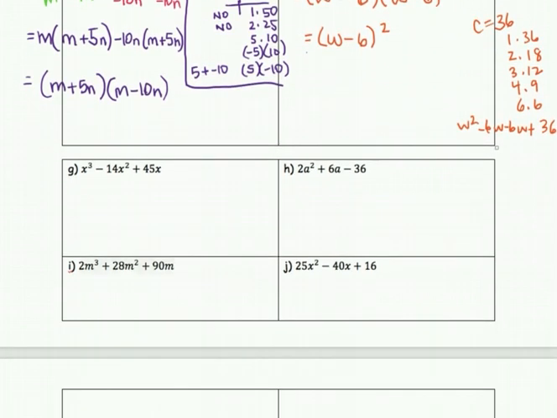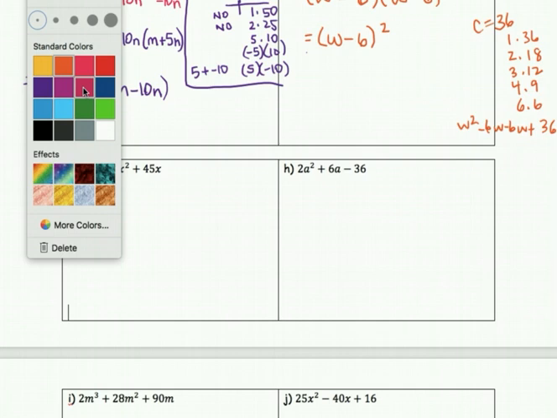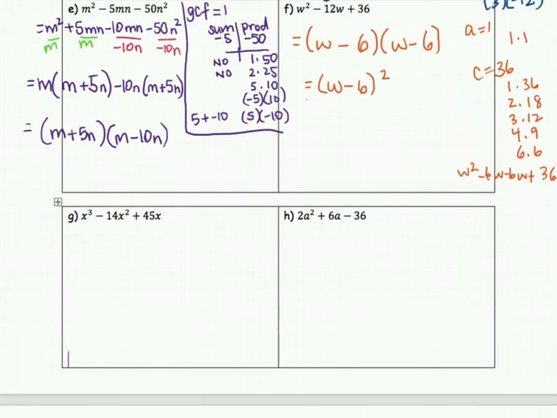Okay, so let's move on to the next ones here. So G. Again, it's looking a bit different. We're not used to seeing a cube. X cubed. But again, what are the steps, which I forgot to do here?